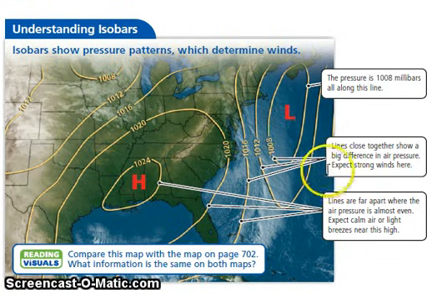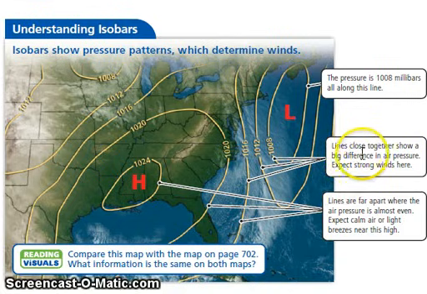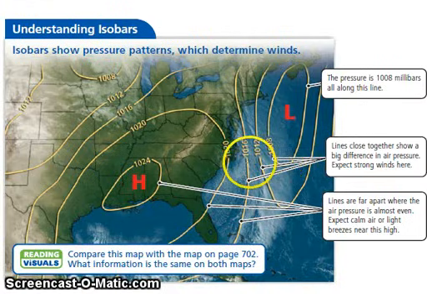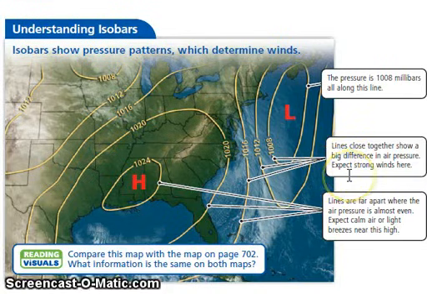And you'll notice here it tells you that the lines close together show a big difference in air pressure. Expect strong winds. So the closer that these lines are together, like you see here, the 1008, 1012, 1016, these lines are pretty close together. So that indicates very fast winds, strong winds.